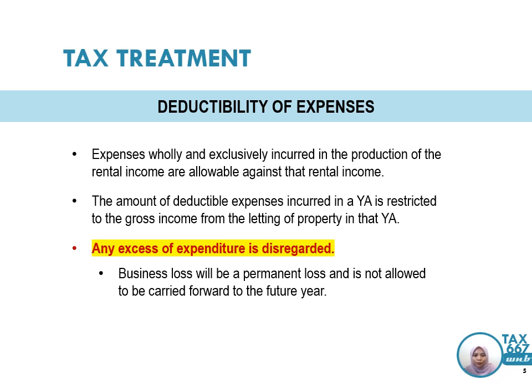The amount of deductible expenses incurred in a YA, however, is restricted to the gross income from the letting of property in that YA. So dia kata expenses yang berkaitan dengan rental, for example, kita sewakan real property, lepas tu kita incur electricity. So electricity tu berkait dengan that rental property. So boleh tolak. But dia restrictkan kepada berapa gross income yang you ada pada tahun tu. Kiranya tak naklah ada negatif kan.